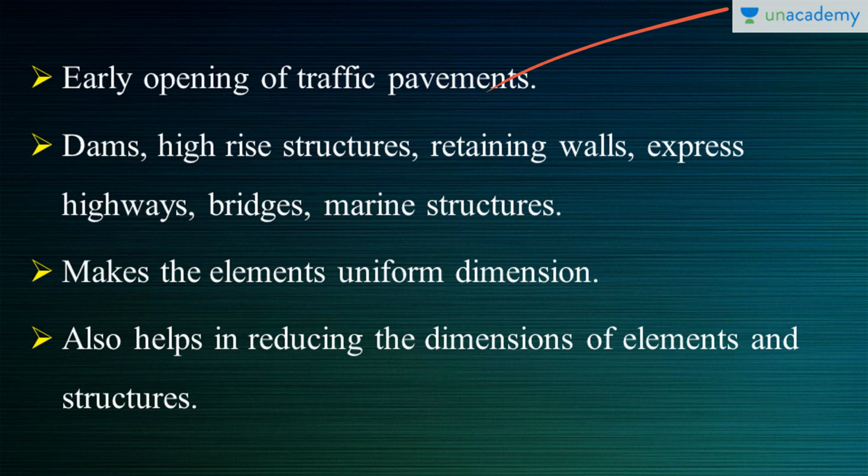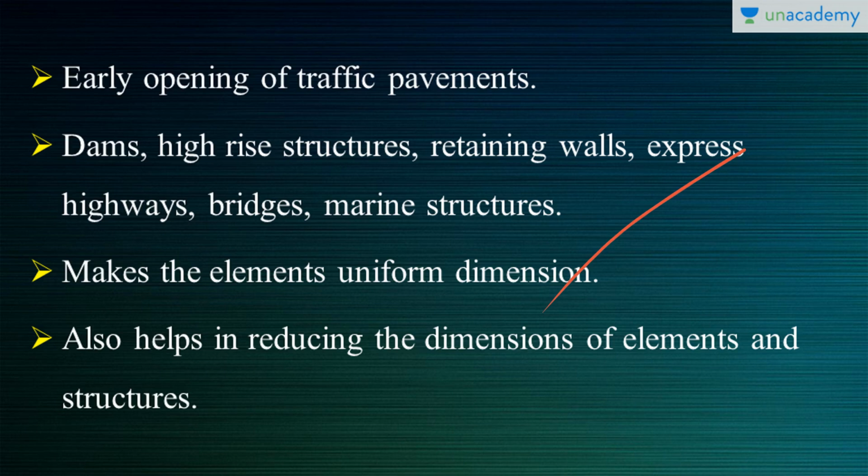All right, the next one is that it is used in dams, high-rise structures, retaining walls, express highways as I said before, bridges and marine structures. These are very complex and very high-rise structures, and here mass concreting is required. In the case of mass concreting, high-strength concrete plays a vital role, because in almost all cases of mass concreting today, high-strength concrete is preferred. So these are the places where it is used, and why is it used in such mass construction?